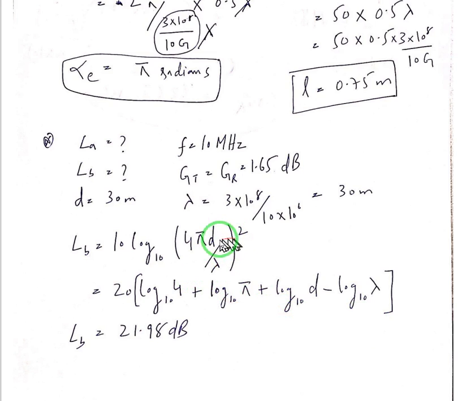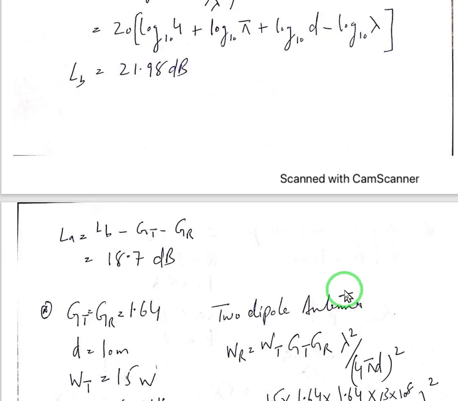In log, the things which are in the denominator are considered as minus. The things which are multiplying are considered as plus. So by putting the values, we got the basic loss of the antenna as 21.98 dB. Okay, so the basic loss calculated in dB is 21.98 dB. Now we have to find the actual loss, which is equal to basic loss minus gain of the transmitter and minus gain of the receiver.